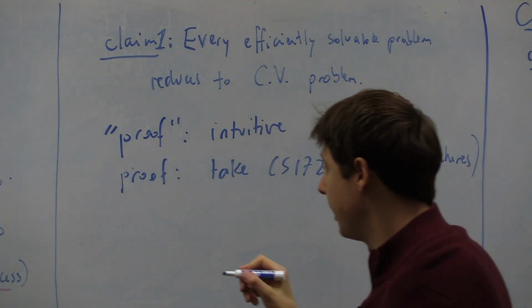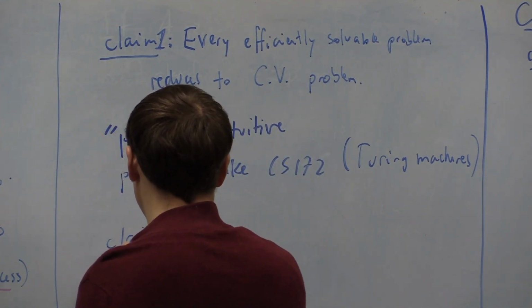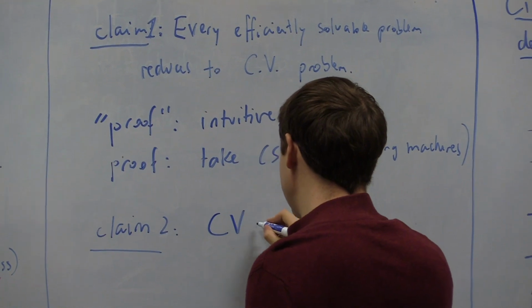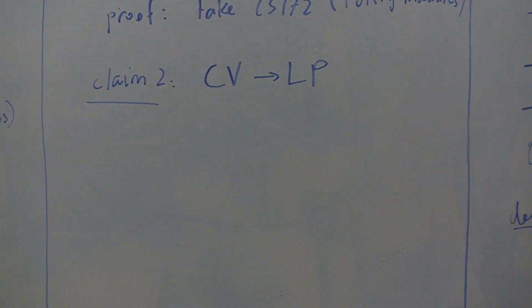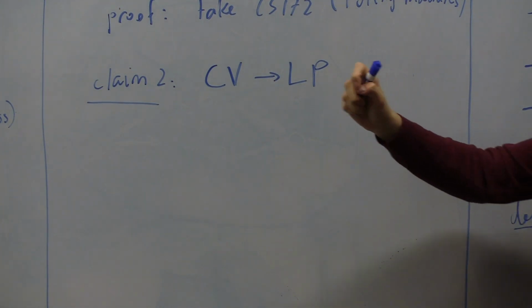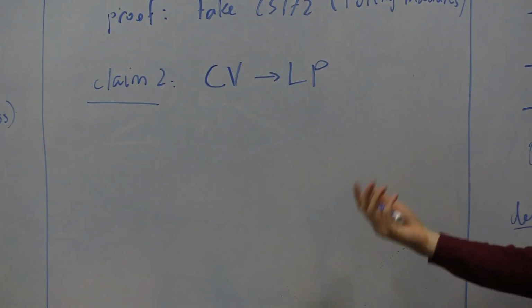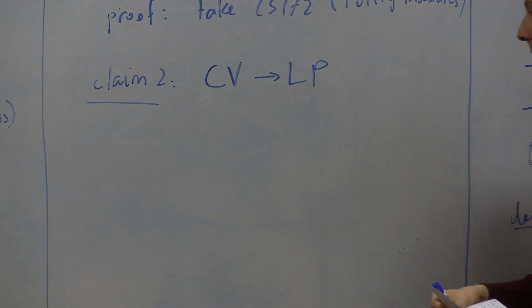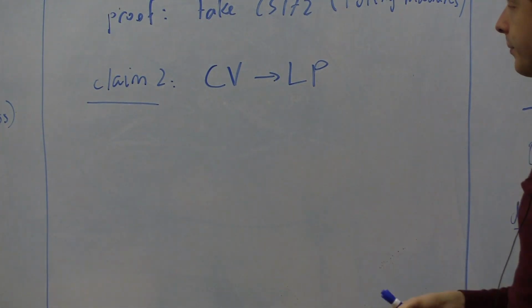The second claim that we're going to prove, like for real, is that the circuit value problem reduces to linear programming. So this, we have the tools to prove because we have a definition for the circuit value problem. We know what linear programming is. We have studied it. And we're going to prove we can write down a reduction from one to the other.